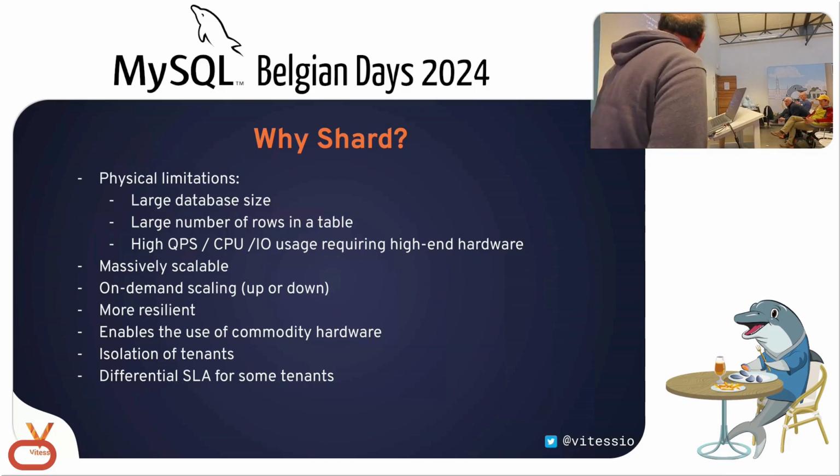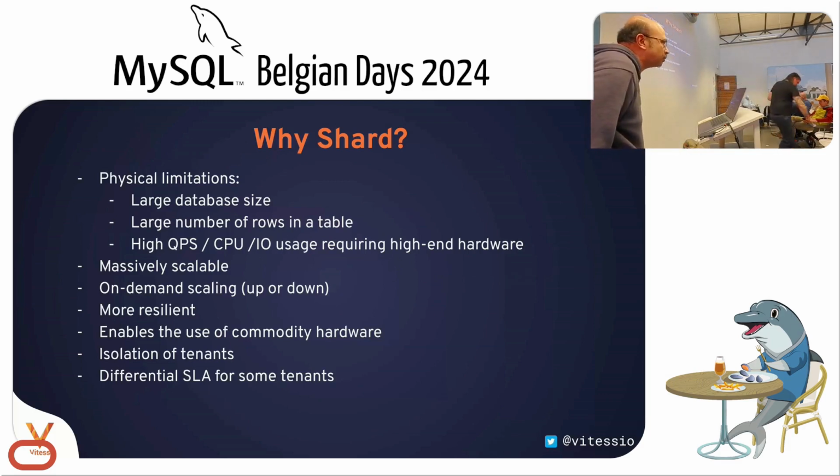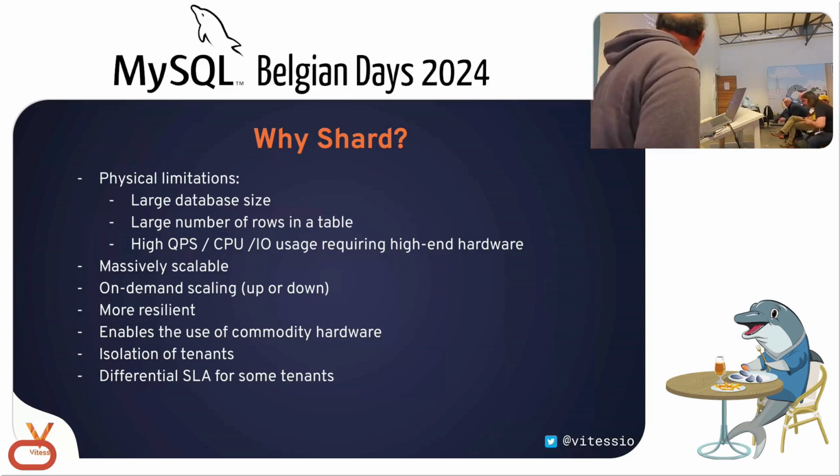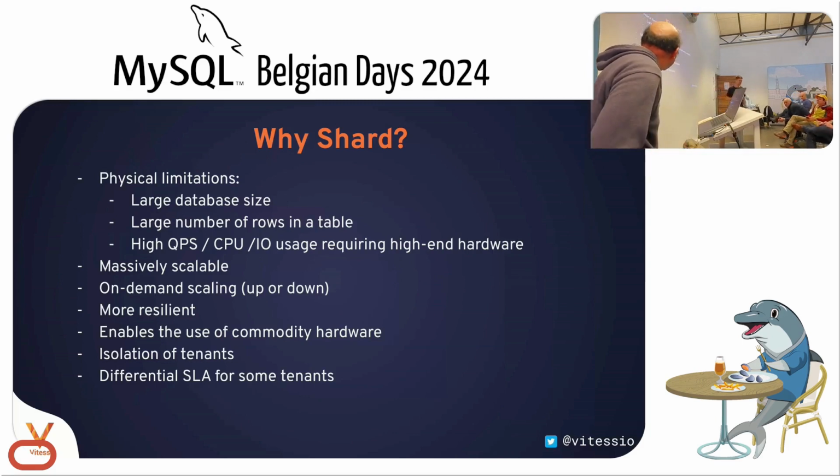So with horizontal sharding, you also get massive scalability, and you can go up and down with on-demand scaling. Let's say you have Black Friday, you want to scale up your database, and then after the holidays, bring it down. It's more resilient to hotspots. Hotspots in certain applications won't bring down your entire database. These are commodity hardware, which I talked about earlier. So overall, with a sharded system, you end up saving costs as well.